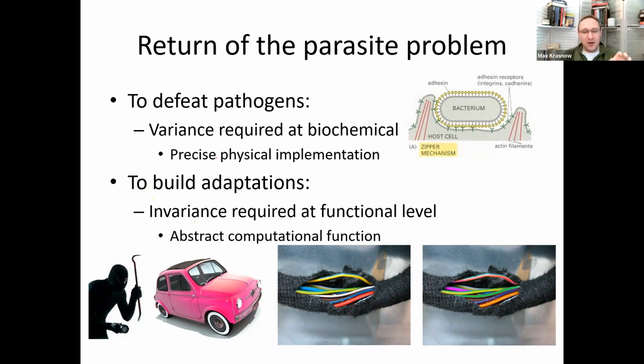The car thief was exploiting the precise implementation of the mechanism, those details that are just kind of how it works. The automaker fought back by creating variance at that level, but that variance didn't change how that adaptation, those wires, worked in the way that they're actually solving the problem that allows the car to run, right? That allows electricity to go through the ignition switch. That is, it's invariant at the computational level of analysis.